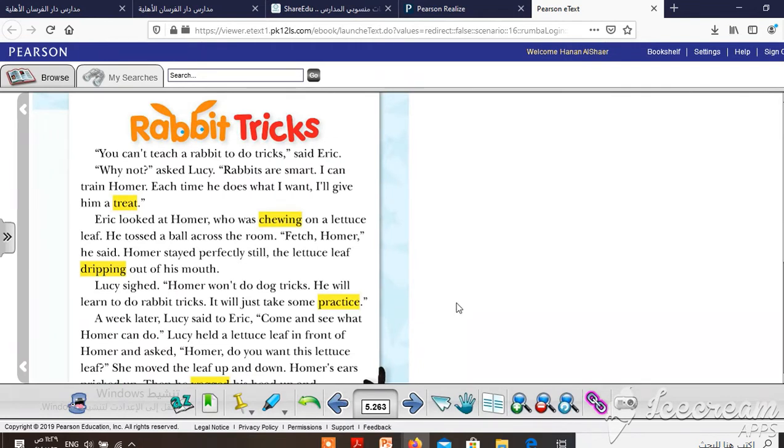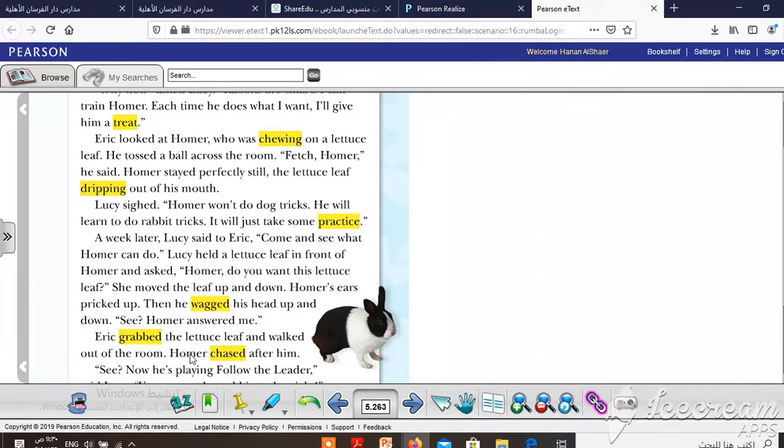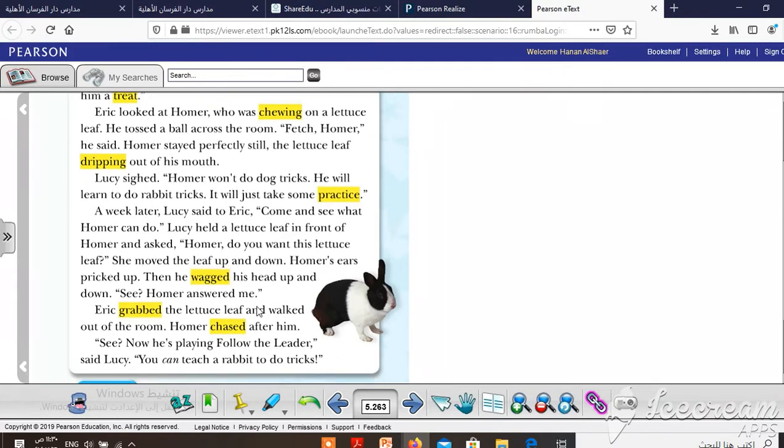Before you start, I want you to go to Pearson Realize, enter the website, and listen to the story from the speaker. After that, give me on a white paper all the words that are written in yellow color, which are treat, chewing, dripping, practice, whacked, grabbed, and chased. Let's go over these words now and see what they mean.